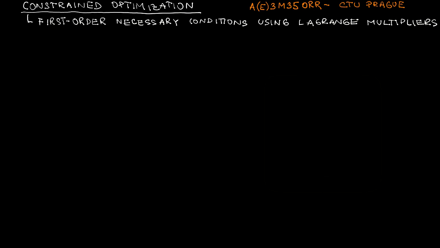Welcome to another lecture within a course on optimal and robust control given at CTU in Prague. The focus of this lecture is on constraint optimization, and in particular we are going to develop first-order necessary conditions of optimality using the technique of Lagrange multipliers.